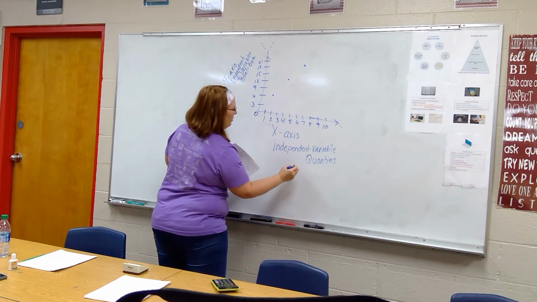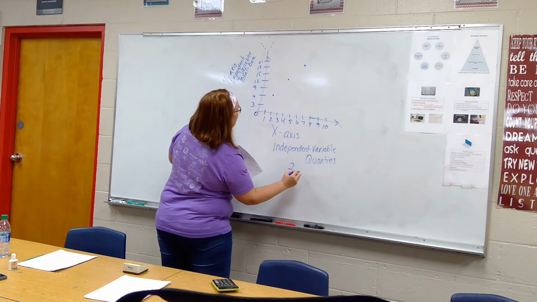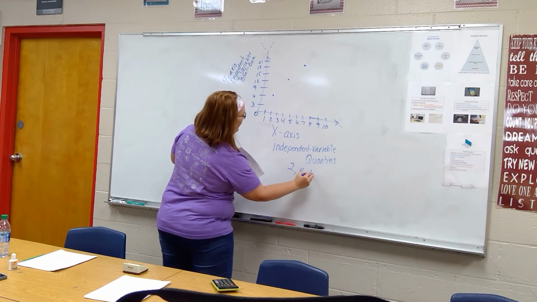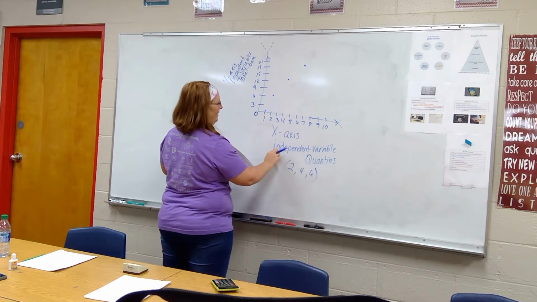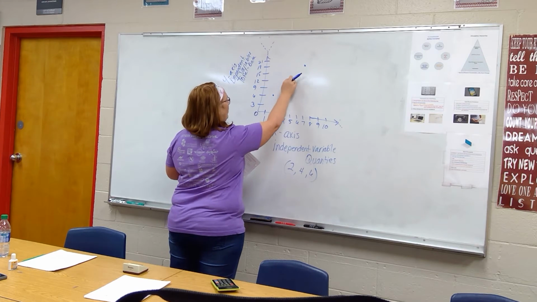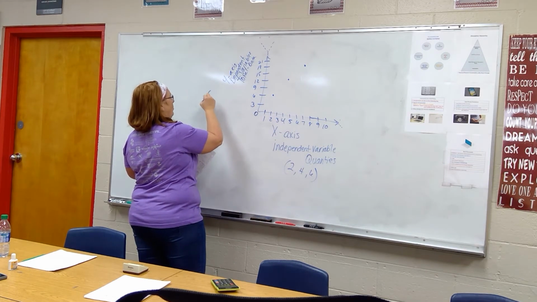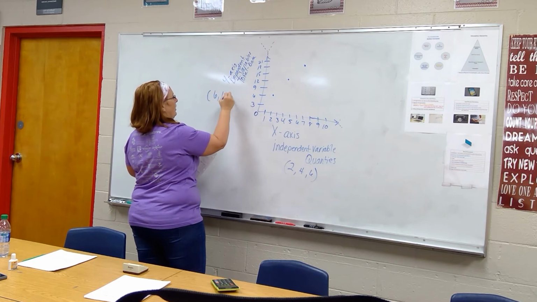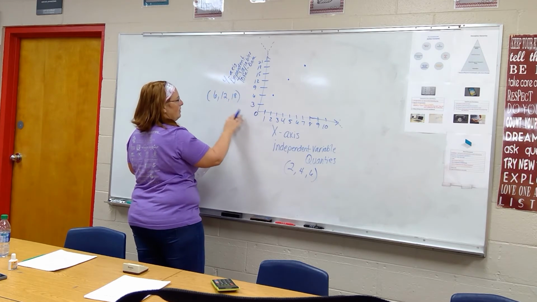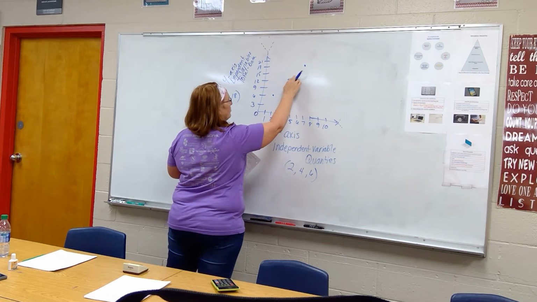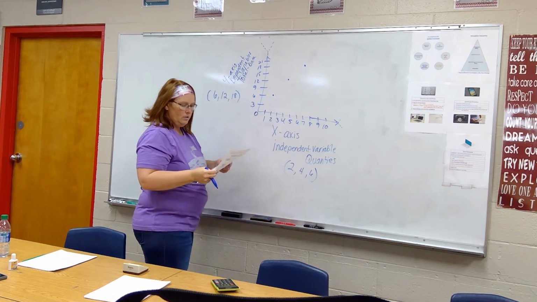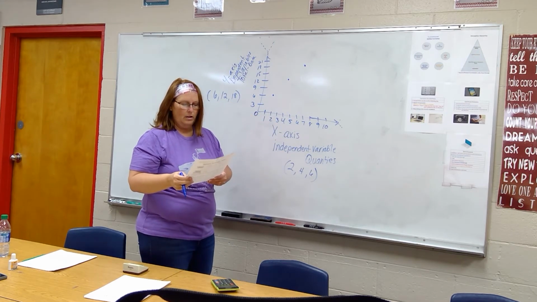But on this one, I only used 2, 4, and 6. Those are going to be my independent quantities. They're the only ones that were plotted. Over here, for my dependent quantities, they're going to be 6, 12, and 18. So this time I didn't use all of my numbers. I only used 3x and 3y. So make sure you're paying attention to that.